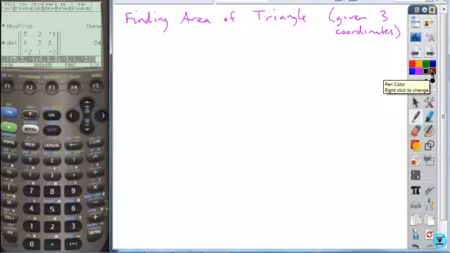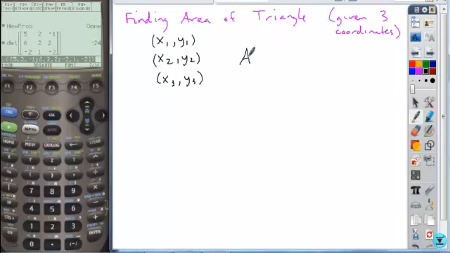So if you're given three coordinates, so let's say you're given the coordinates x1, y1, x2, y2, and x3, y3. Now you can find the area of this triangle by performing the following calculation. I'll talk about what the plus or minus means.